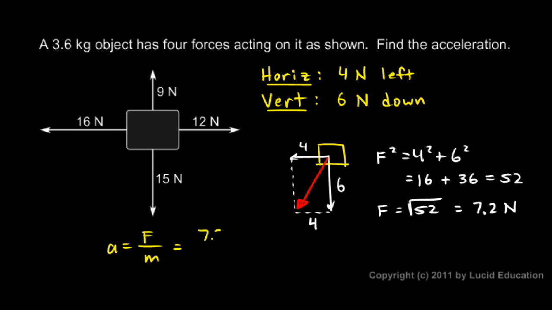So I have 7.2 newtons for my force, a mass of 3.6 kilograms, and 7.2 divided by 3.6 comes out to 2. And that will be in meters per second squared. So that's the acceleration.